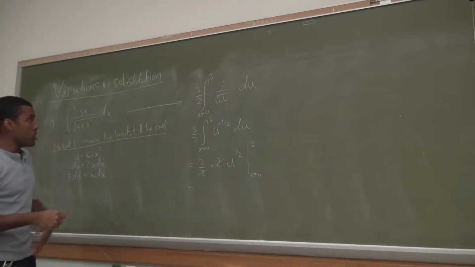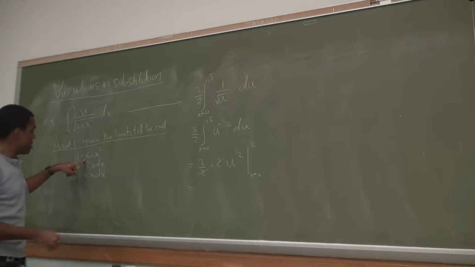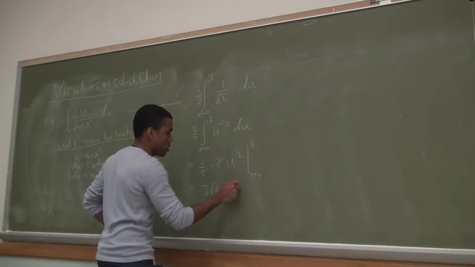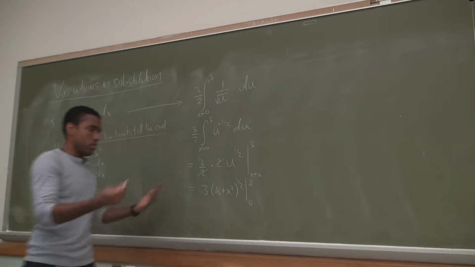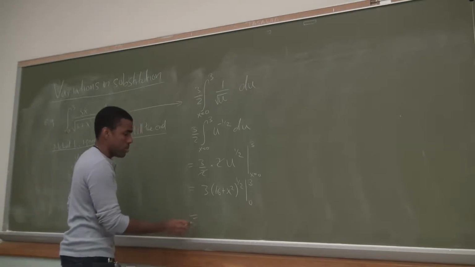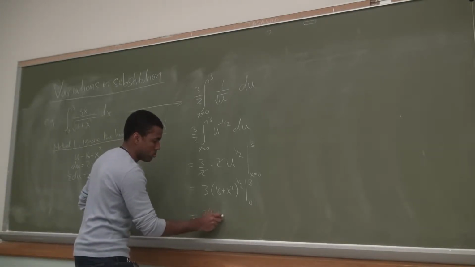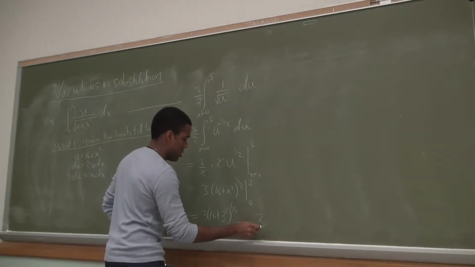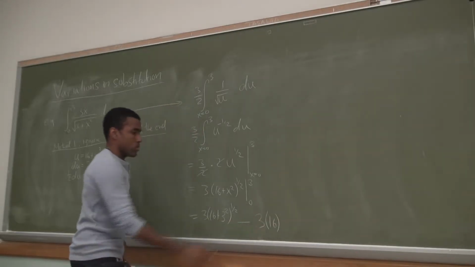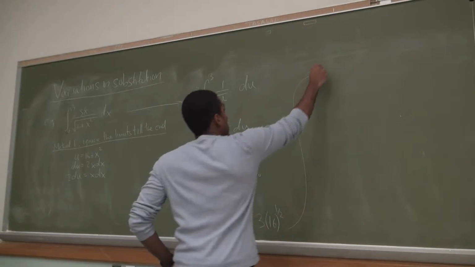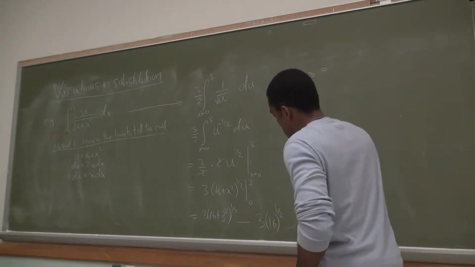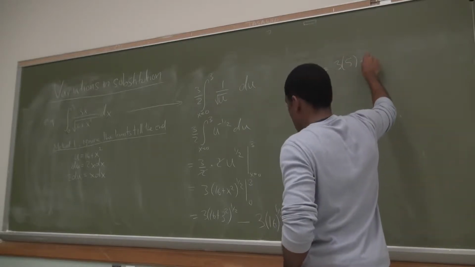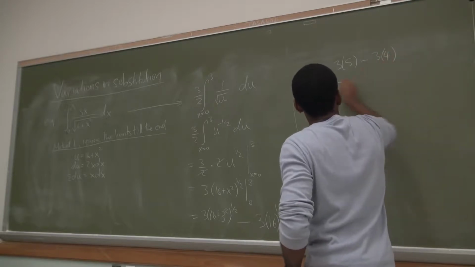Right, so at this point you can plug this guy back in. So this is just 3 times 16 plus x squared to the 1/2. And now you just perform the fundamental theorem of calculus: plug in the upper limit, minus, plug in the lower limit. That would be 16 plus 3 squared, that's 9. So that's 25 to the 1/2, which is just 3 times 5 minus 3 times 4.